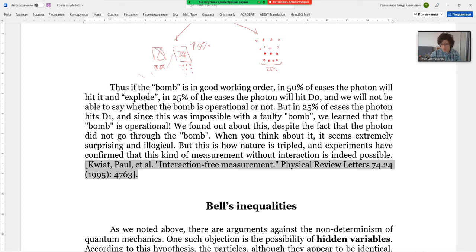And that is all from my part. The next part will be delivered by Professor Gore. He will speak about quantum computers and qubits.